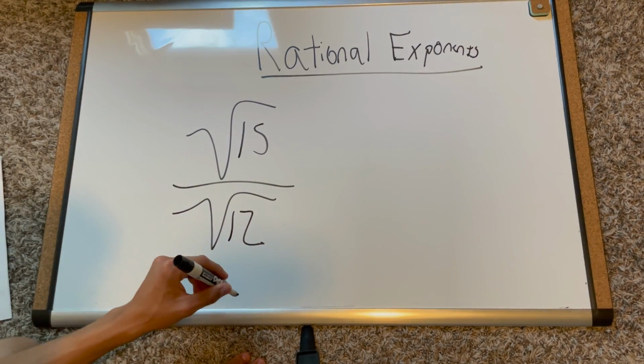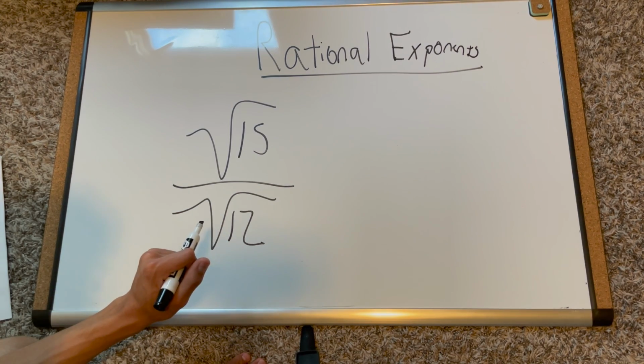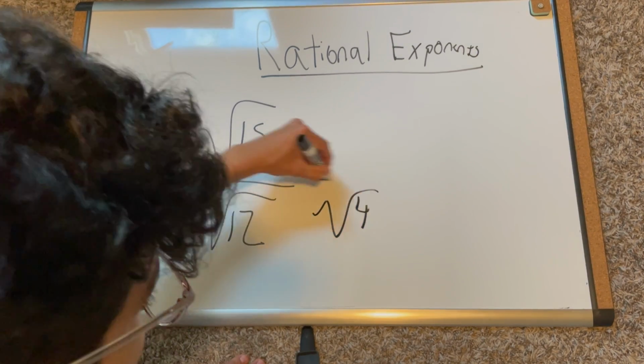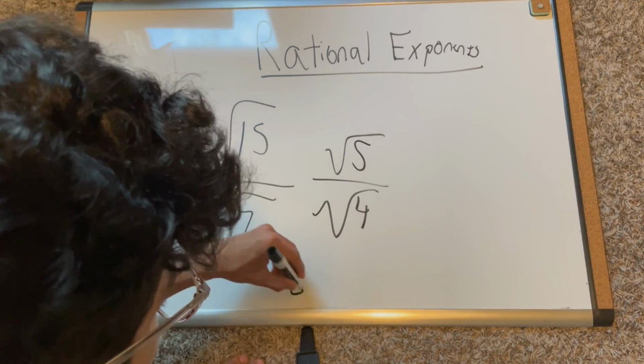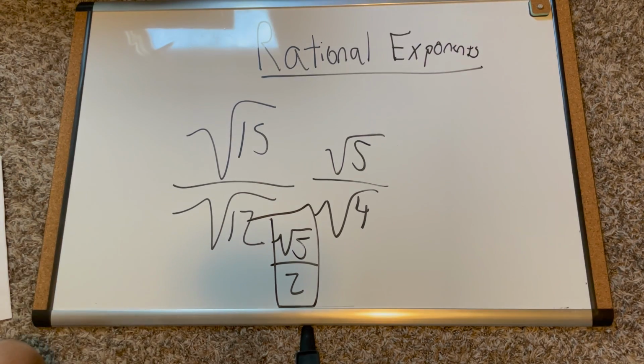Okay. So they're both square rooted. So that means you can simplify them both to the same number. So they both are a common multiple of 3. So let's do square root of 4 over square root of 5. Square root of 4 is 2. Can't really do the square root of 5. And that is your solution.